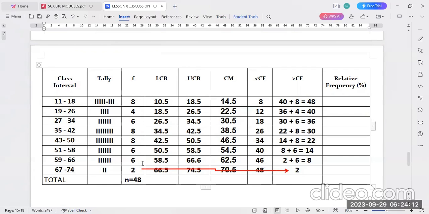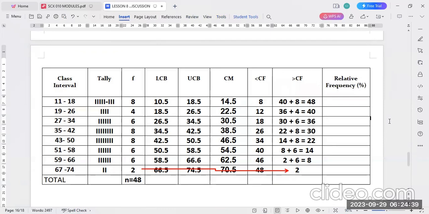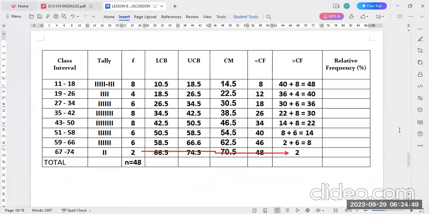So, 2 plus 6, that is 8. And then, the result na 8, yun po yung i-add natin sa susunod na frequency. 8 plus 6, that is equal to 14. 14 plus 8, that's 22. 22 plus 8, that's 30. 30 plus 6, 36. 36 plus 4, that's 40. And then, 40 plus 8, 48. So, dapat yung last number is also equal to the number of observations or the sample size, which is 48. Okay, so that's for cumulative frequency.